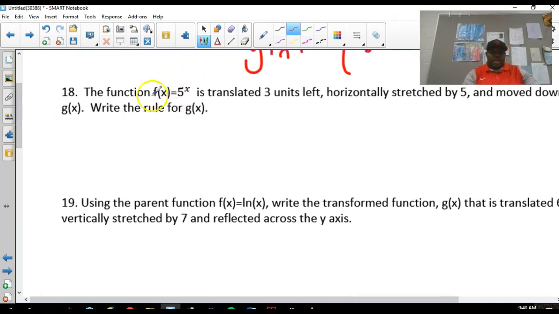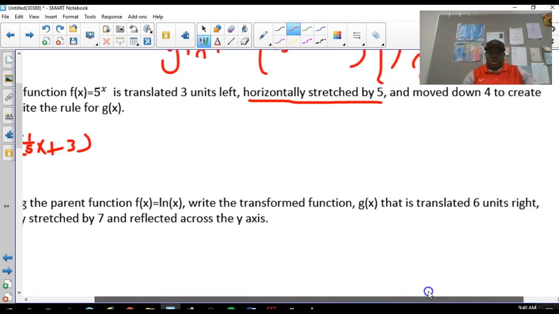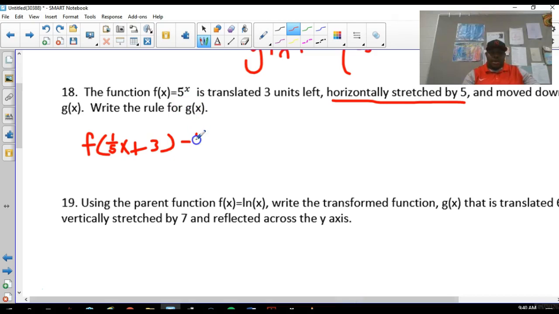This one right here says take the function f of x. What we're going to do is translate this to the left 3 units, so x plus 3. Then we're going to horizontally stretch it by 5. Now, remember this horizontal stretch by 5? If I want to stretch it by 5, then I have to multiply the x by its reciprocal, so 1/5. So 1/5 x plus 3. And then we're going to move down by 4, so minus 4.